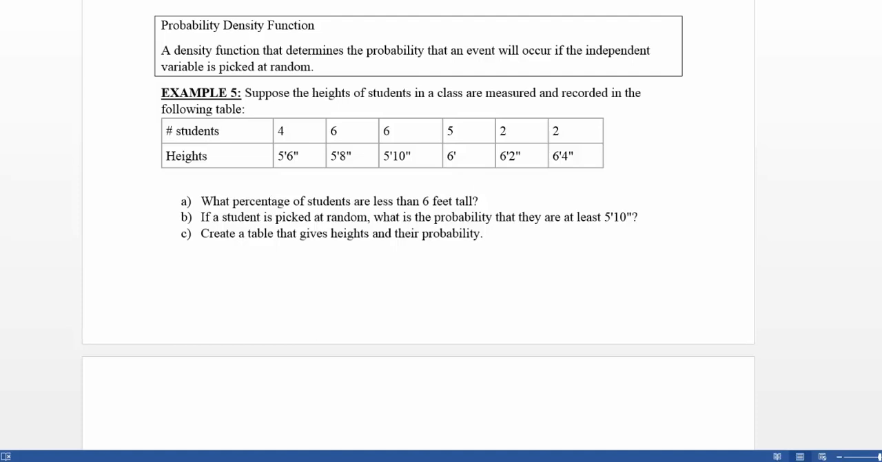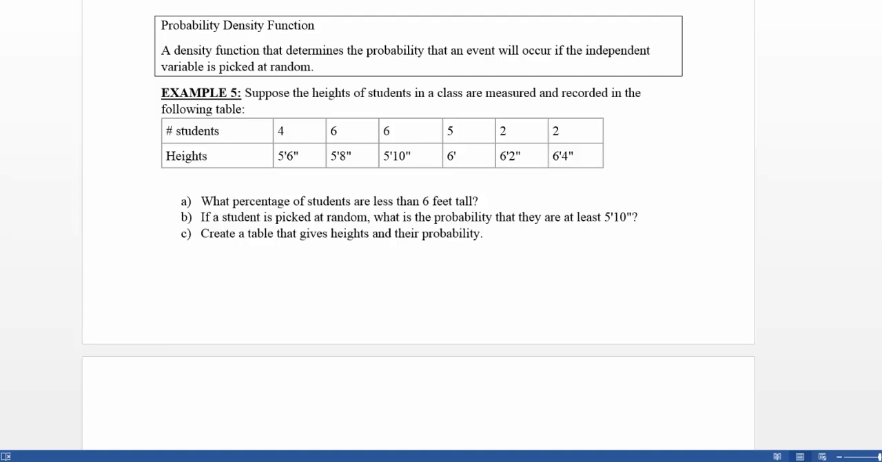So if we're asking you for the probability that something happens, we're equivalently asking you what percentage of the population has this characteristic. So let's look at a problem and see the difference in wording, and then compare that to what we already know how to do, just so we can be sure that we're answering the right questions.